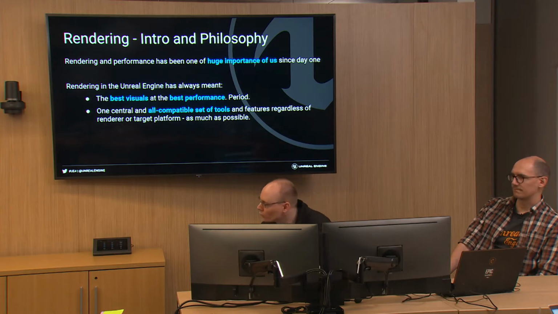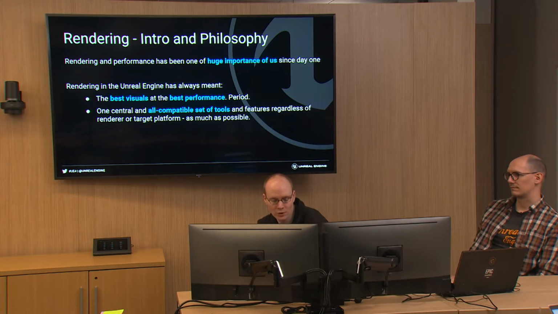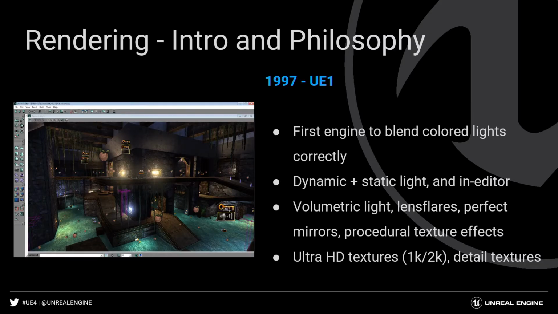So all the tools should be part of the engine, all the features should be part of it, and as much as possible we want them to work on all the different devices or platforms you're working with. So again, Unreal Engine 1 was actually the first engine to blend colored lights correctly. You could imagine how long back that was. It was a really big feature, to blend colored lights correctly and display the correct color coming out of the mix of those two colors.